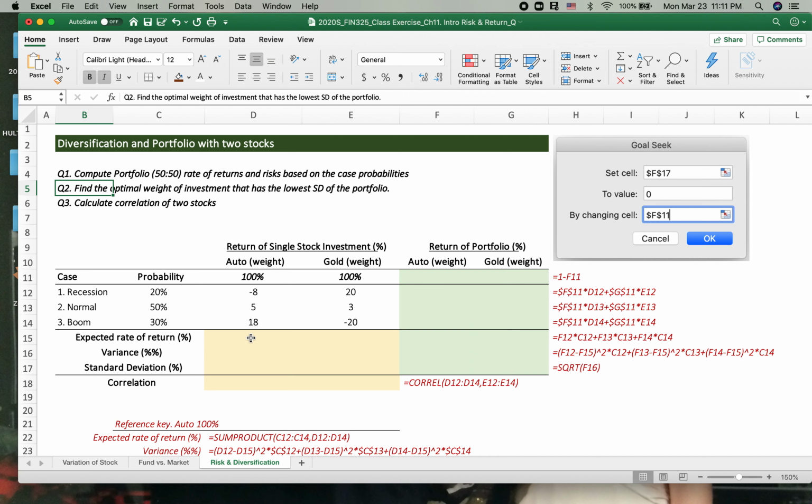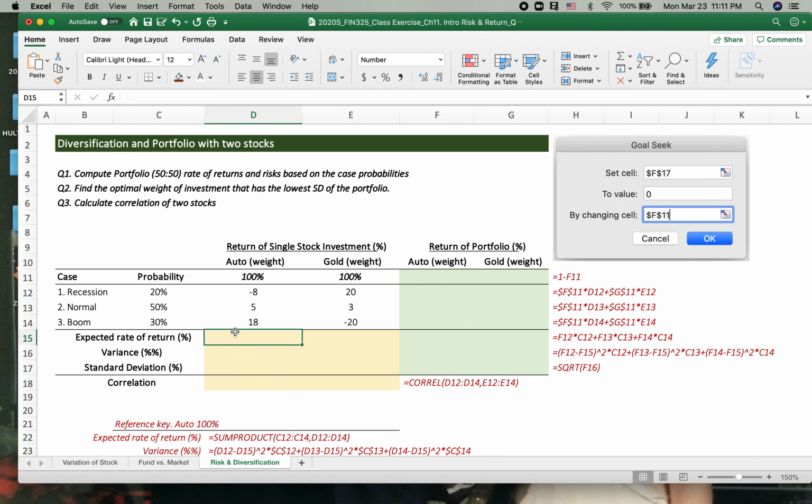So the expected rate of return of the auto stock and gold stock, combining these two, we will come up with expected rate of return of the portfolio, and then the standard deviation. We want to find the lowest standard deviation as possible. Okay, and then number 3, calculate the correlation of two stocks.